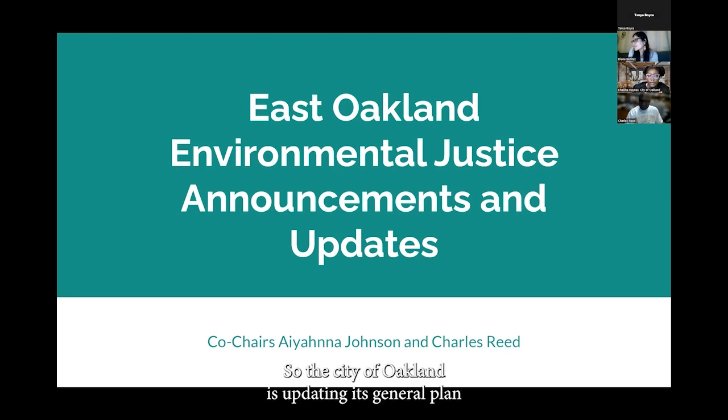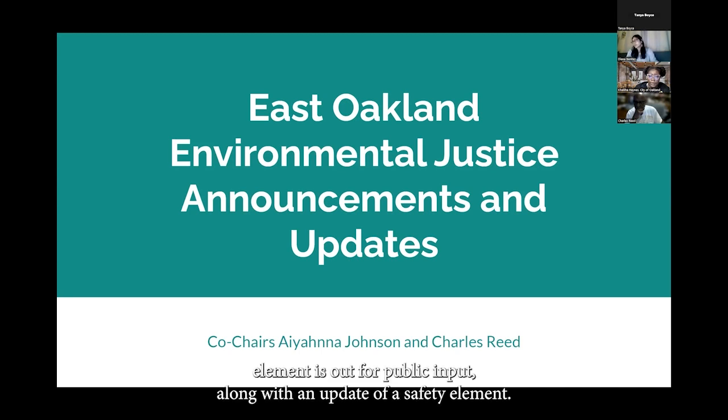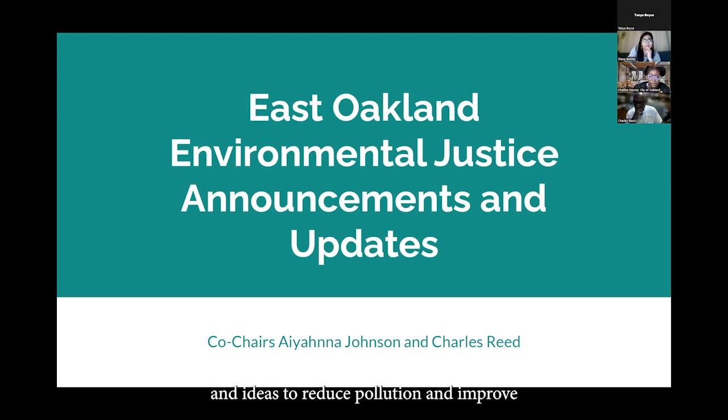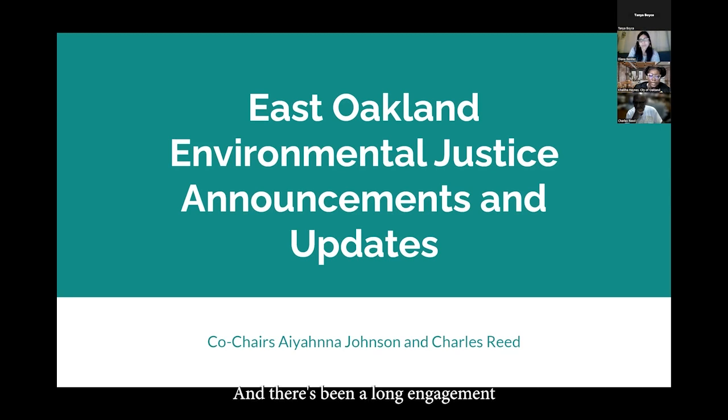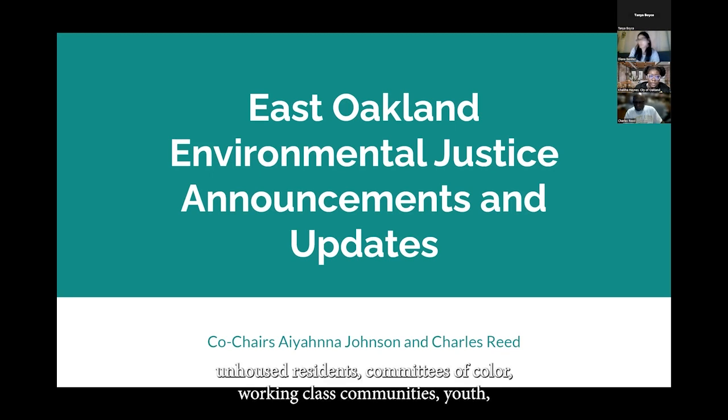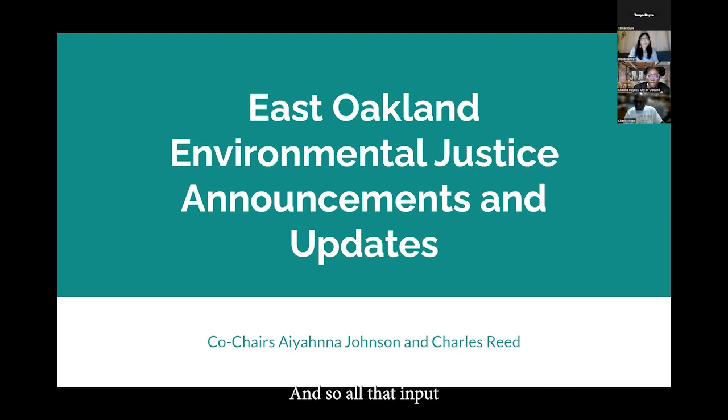Sure. The City of Oakland is updating its general plan. This is the first time that we'll be creating an EJ element, and the draft of the EJ element is out for public input, along with an update of the safety element. The EJ element has goals, policies, and strategies to reduce pollution, improve air quality, and address environmental disparities throughout the city. There's been a long community engagement process starting in fall 2021, with the help of 14 CBOs that make up the Deeply Rooted Collaborative, engaging unhoused residents, communities of color, working-class communities, youth, and formerly incarcerated people throughout Oakland. All that input has been included in those plans.